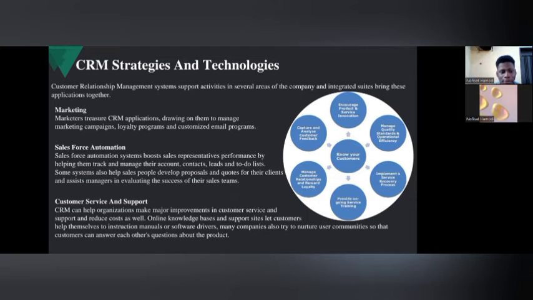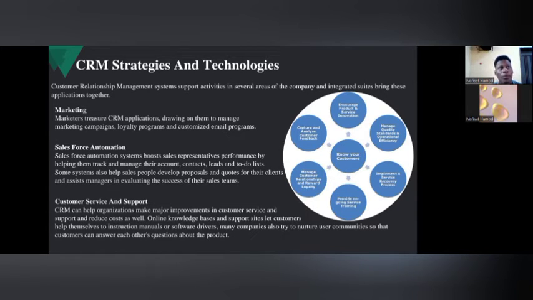Customer service and support. This is the main domain. CRM can help organizations make major improvements in customer service and support, and also reduce costs. Online knowledge bases and support sites let customers help themselves to instruction manuals and software drivers.